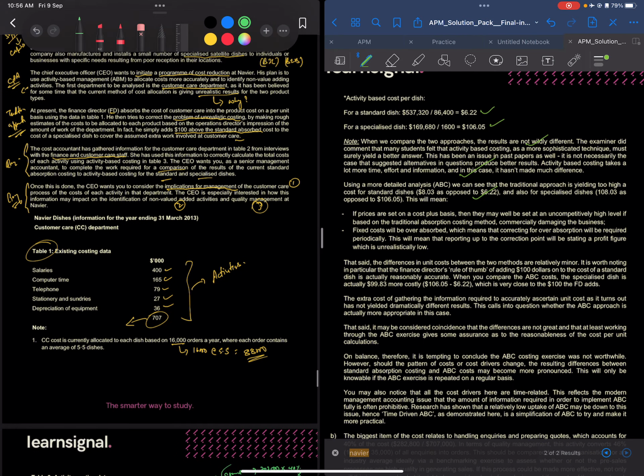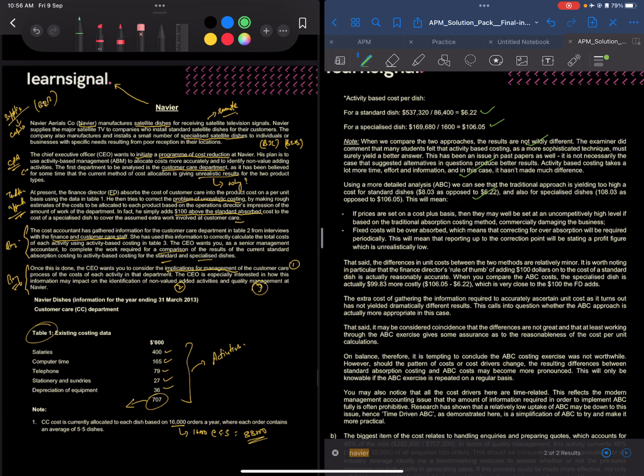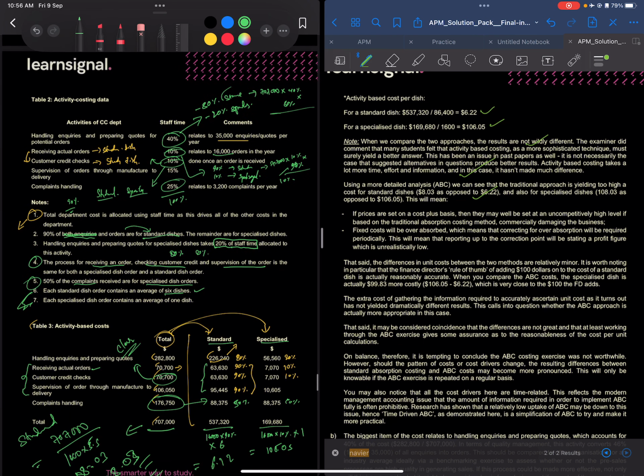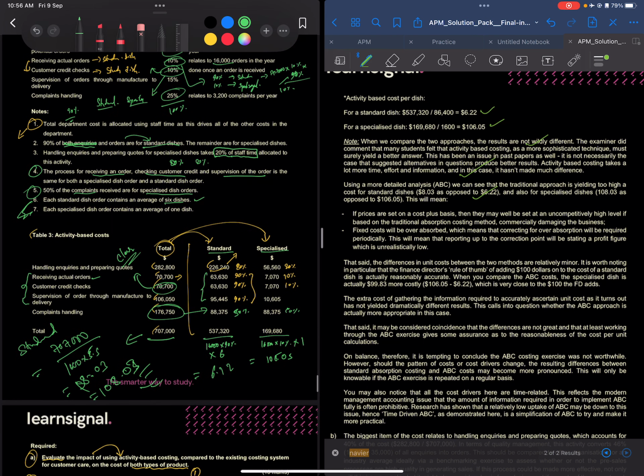Where is that? So right now, of course, it's a cost plus approach. So this may make it uncompetitive, because at a high level, if it is based on traditional absorption costing, it could be commercially damaging to the business, because you will be charging 108 plus, whereas the actual cost is 106.